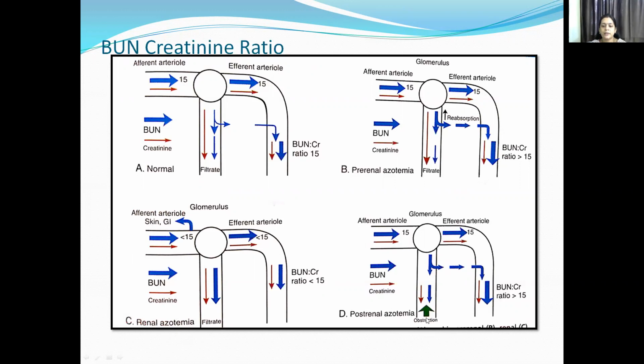In the post-renal azotemia, because of obstruction by stone or tumor or whatever, there is decreased GFR. And because of decreased GFR, the reabsorption is again not happening, and then the blood urea nitrogen creatinine ratio is more than 15. So to tell you, in pre-renal azotemia and post-renal azotemia, the ratio is more than 15 because of improper reabsorption. Here in the renal azotemia, the thing is finding another source of excretion like skin and gastrointestinal tract, and the amount reaching the kidney will be less, so the ratio is less than 15.